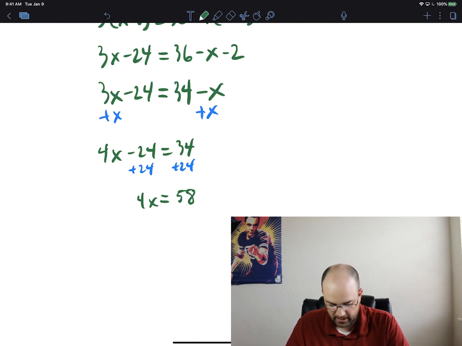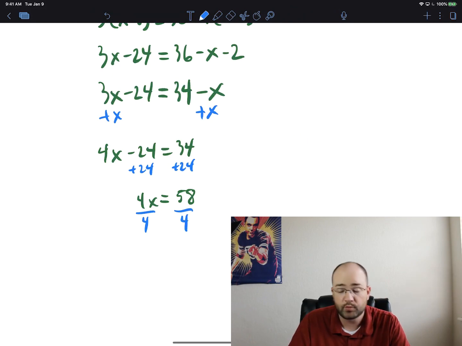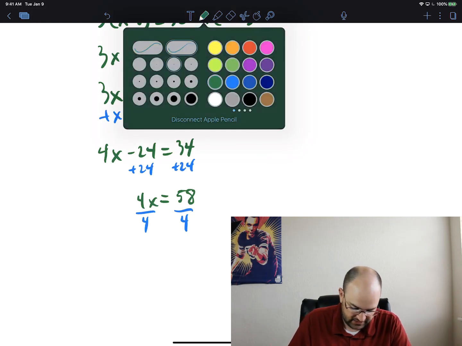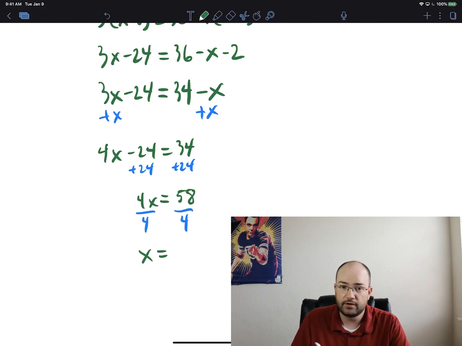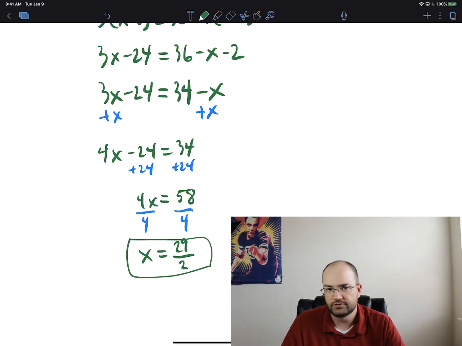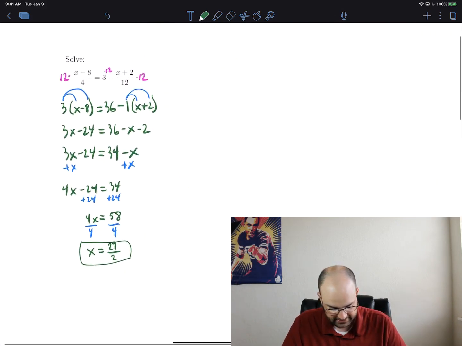Now, we need to go ahead and divide by 4 here. So divide by 4, divide by 4. Now remember, we're dividing by 4 because that's the number in front of x. It's always whatever the number in front of x is. And the left-hand side is just going to be x. The right-hand side is 58 over 4. But notice that there is a common factor of 2. So 58 divided by 2 is 29. And 4 divided by 2 is 2. So we have x equals 29 over 2. Excellent. And that is actually the answer.